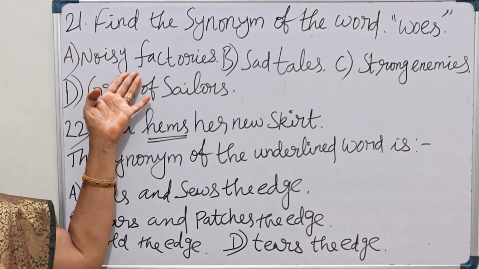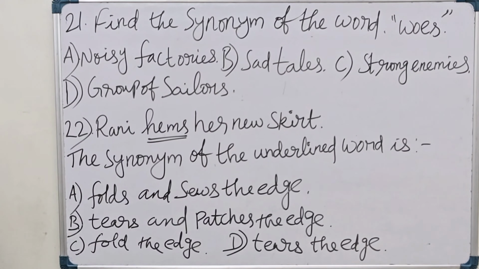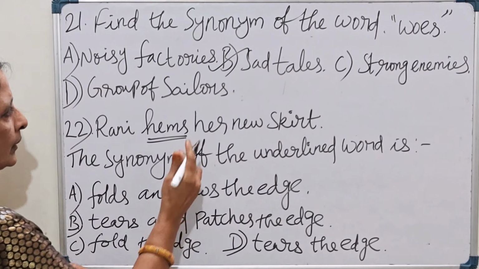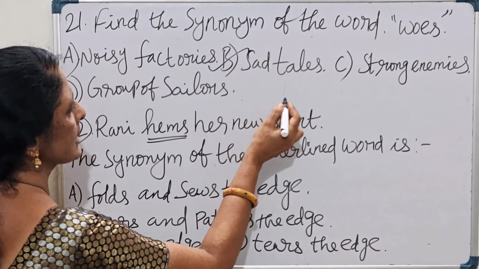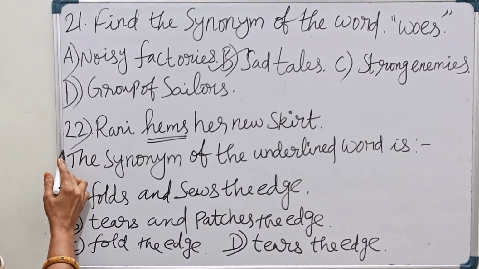So now you can find out from these options. Sad tales: sadness, unhappiness, grief, sorrow. Meaning is, so answer is sad tales, B. Now 22, question number 22.